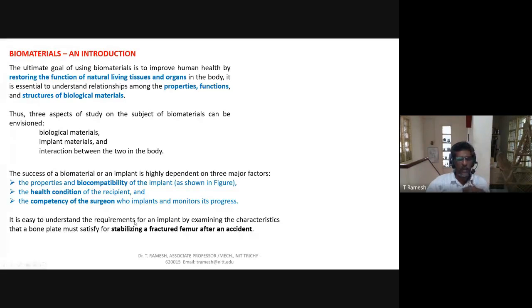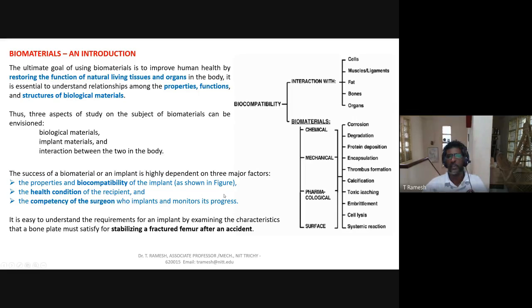So it is easy to understand the requirements for an implant by examining the characteristics that a bone plate must satisfy for stabilizing a fractured femur after an accident. Now the biocompatibility property of the material can be of two different categories. It may directly interact with the cells or muscles or ligaments or fat or bones and organs. So the material that you suggest or develop should have a suitable interaction with all these human organs like the cells, muscles, organs, etc.